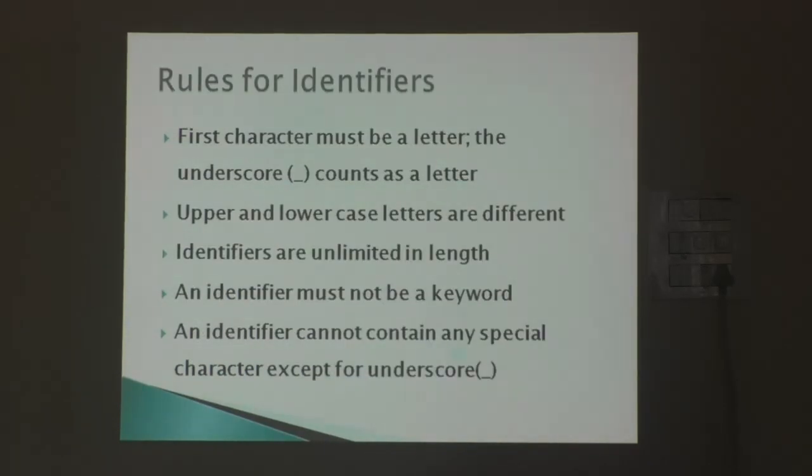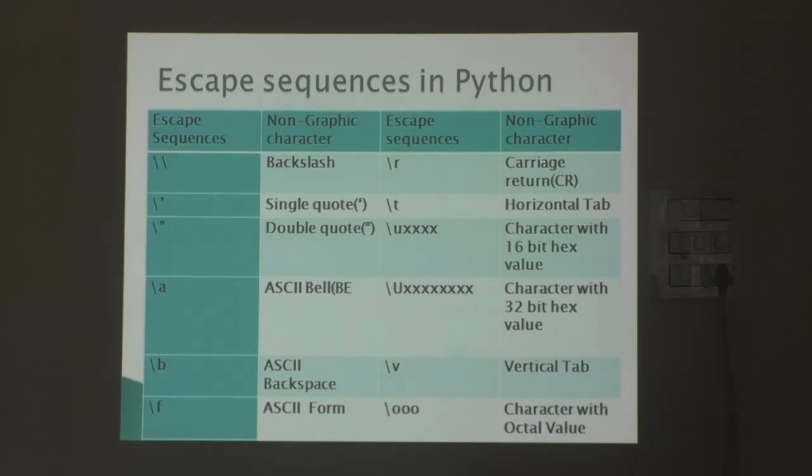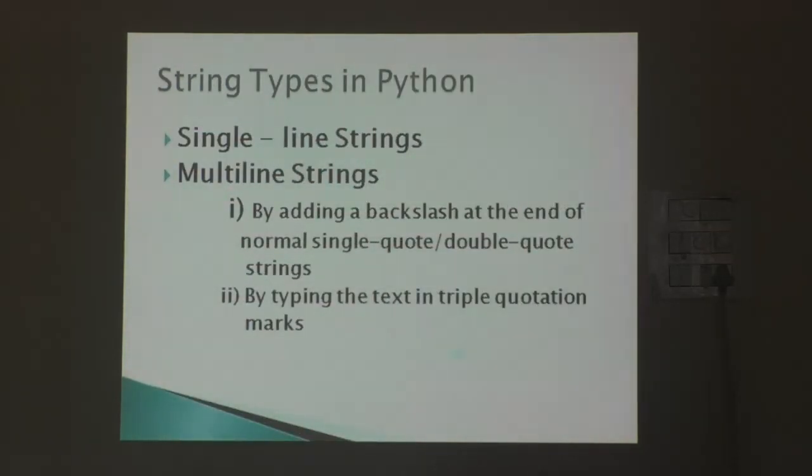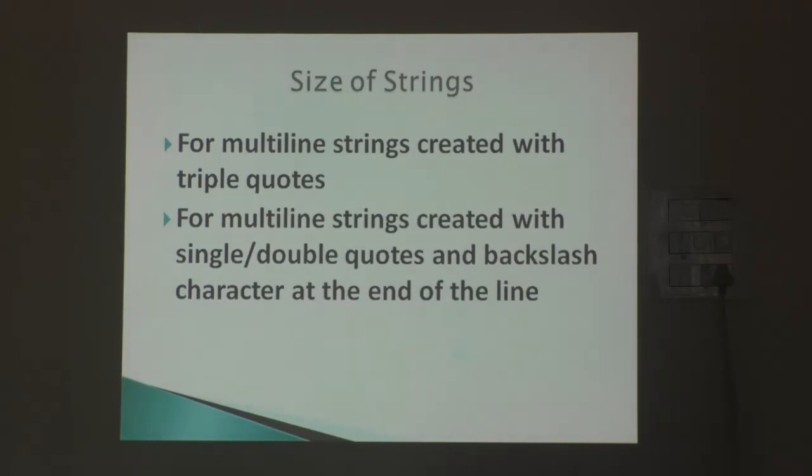Then we saw the rules for identifiers. Then escape sequences in Python. Many escape sequences are available, but here I explained only 3, which are very important. Then string types in Python. You know a string: a sequence of characters enclosed within quotes. You can use single quotes, double quotes, or triple quotes. Then the size of the string. Everything we have seen in this class.